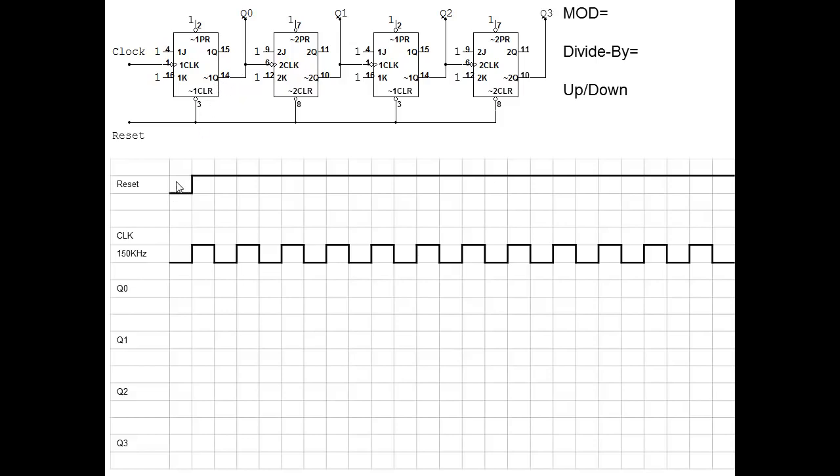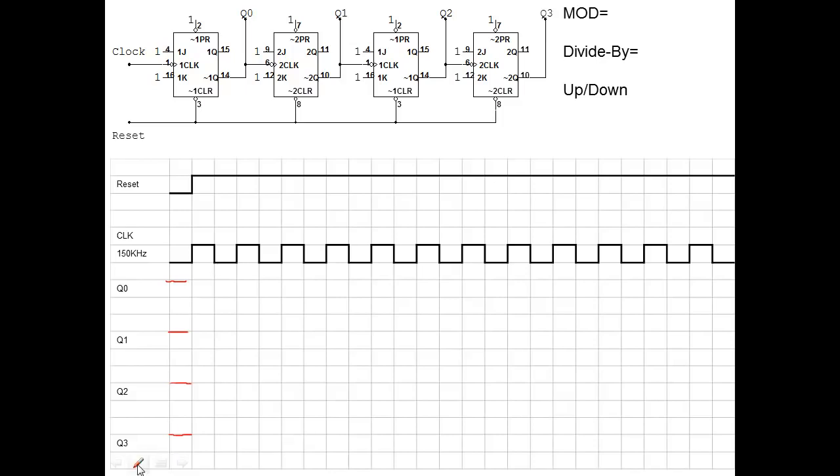So the first thing we need to do is figure out, and the negative edge triggered again. So we got this reset pulse. Well, reset on a flip-flop, remember, anytime you reset a flip-flop, if Q starts low, Q naught has to start high. So reset a flip-flop, Q goes low, Q naught is going to be high. So all of our outputs are going to start high.